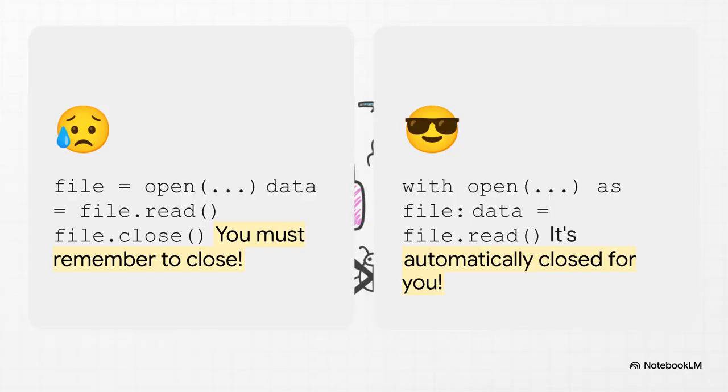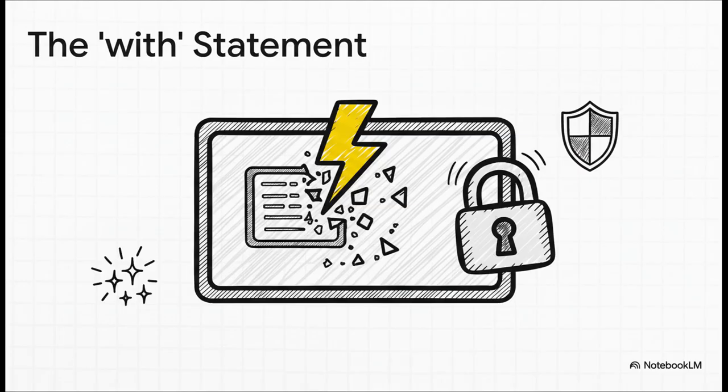And here is the beautiful solution. On the left, you see the old way, where you have to manually remember to call .close. But check out the right side. That's the with statement. Any code you indent inside that block can use the file, and the second your code leaves that block, Python automatically closes the file for you, every single time. It's like magic. And this is why it's the golden rule.